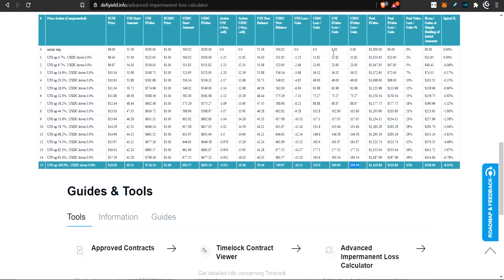Now this is a little bit hard to understand, but think about it, okay? This 209 is because UNI has gone up 100%, from $9 to $18. However, if you had not put it in this pool, this 209 would be, well, 418, right? Which is seen here, okay? If you had decided just to hold on to the UNI, you would have this much worth of UNI instead of, you know, half and half of USDC and UNI, okay? So now this is like a 50-50 pool, right?